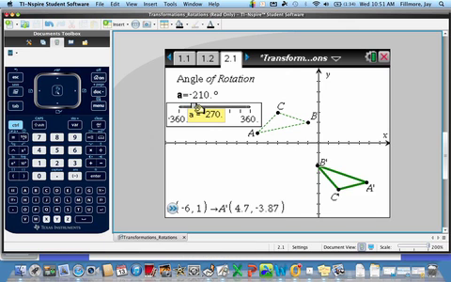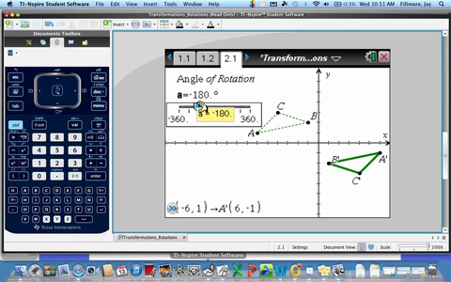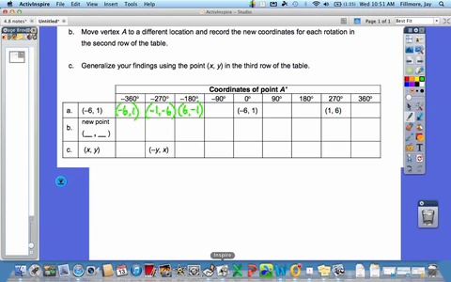Then -180 degrees is our next one, and here we are at 6, -1. And it almost looks like a reflection over both axes here, possibly. So 6 comma negative 1. Continuing on for negative 90, I'll do this one, then I'll fill in the rest for a summary here. Negative 90, we are at 1 comma 6. Both are positive.